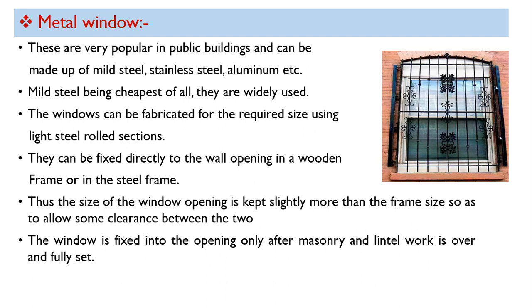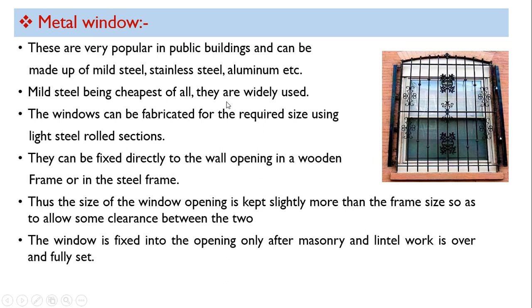Now next is the metal window. This is well known to you. These are very popular in public buildings and can be made of mild steel, stainless steel, aluminum, etc. Here you can see the steel window. Depending upon the shape of the opening, the steel frame is there, and these are the sash bars, horizontal and vertical. To improve the elevation, this type of elegance is provided in the building. Mild steel being the cheapest of all, it is widely used.